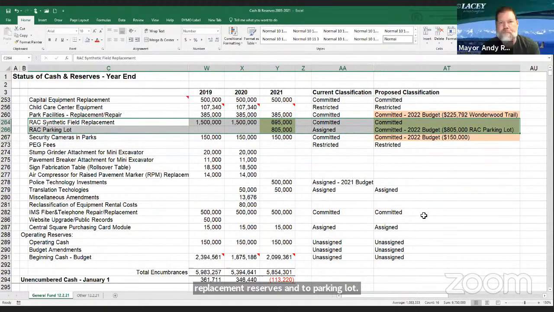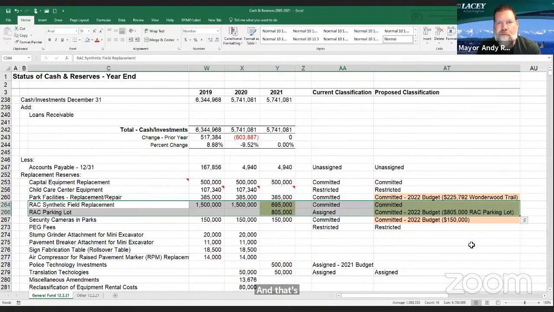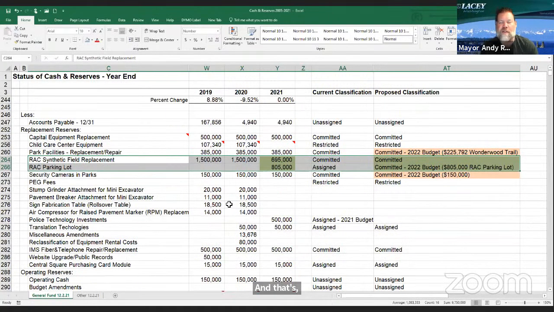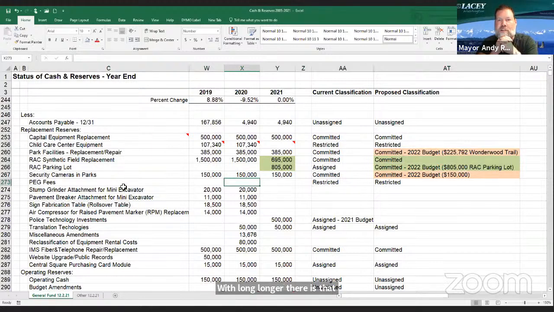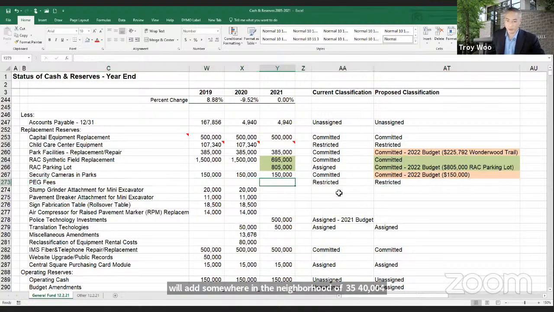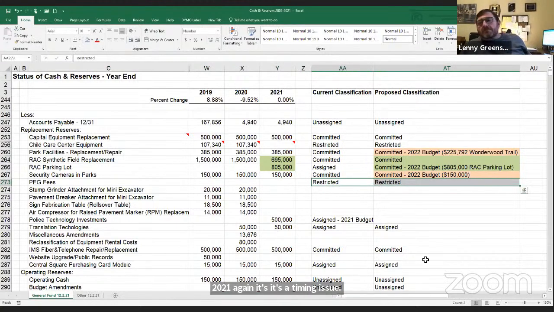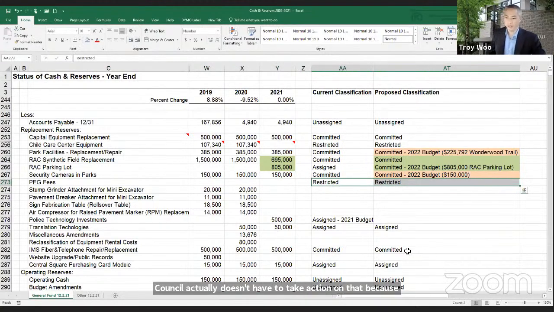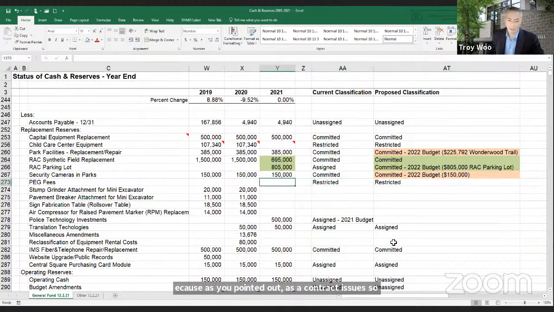And that's for the general fund. I see the PEG fees with nothing no longer there. Is that because it's no longer in the contract? No, it's because we've spent more than we've collected in PEG fees. So it's sitting at zero. I do expect we'll add somewhere in the neighborhood of $35,000 to $40,000 for 2021. Again, it's a timing issue. Council actually doesn't have to take action on that because, as you pointed out, that's a contract issue. So it will automatically be restricted when we actually determine what that number is.